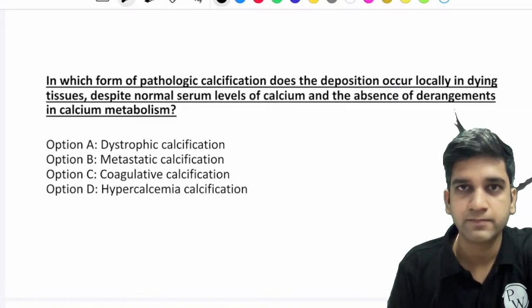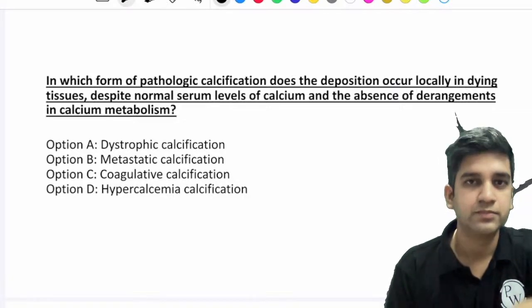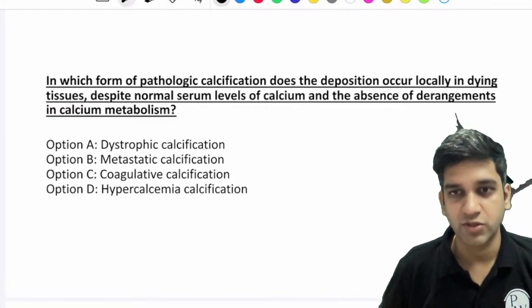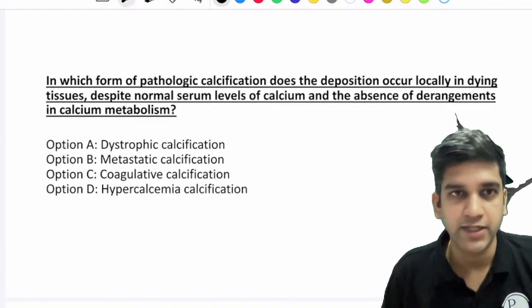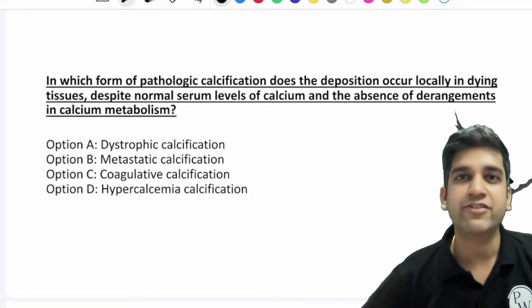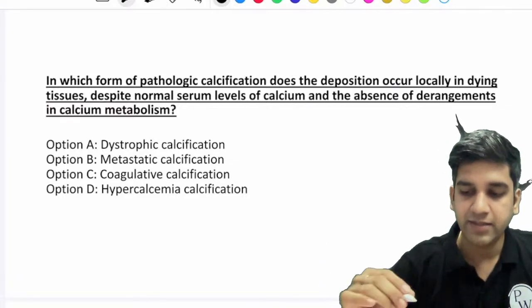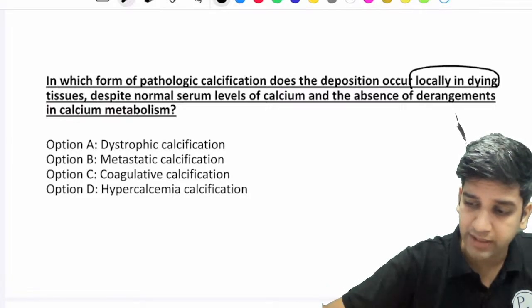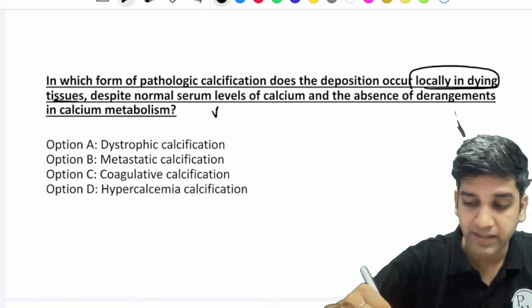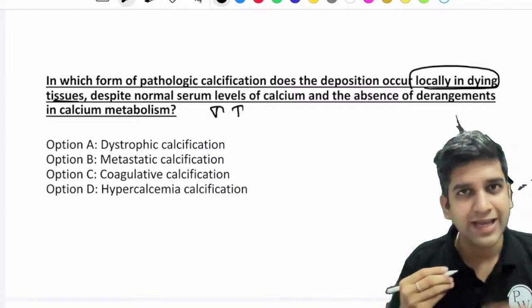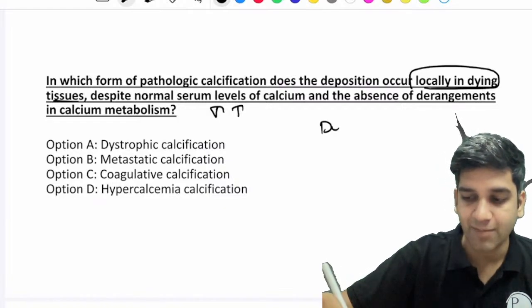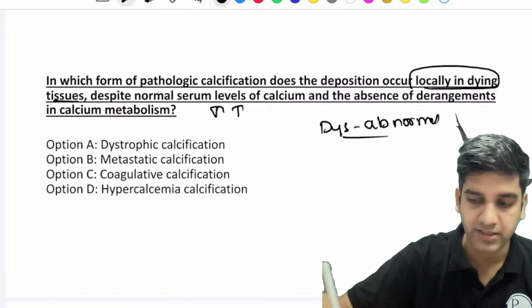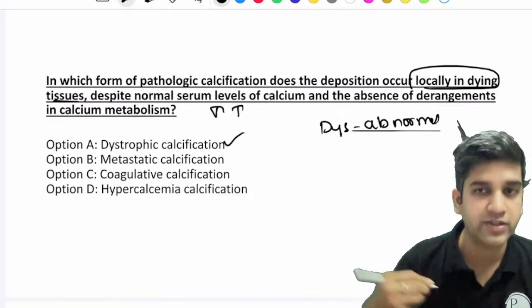Answer. It's a very simple one. We learned a long thing about this. Option A. It's the definition of dystrophic calcification. In pathological calcification, it occurs locally in dying tissue despite normal serum calcium levels. As the term says, this is abnormal. We know that, and calcification is calcification, obviously. So the answer is dystrophic calcification.